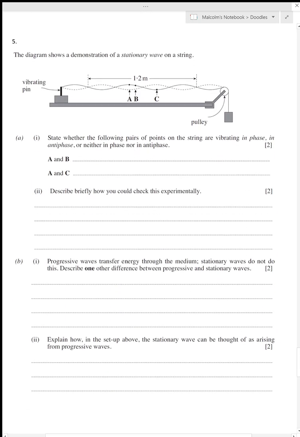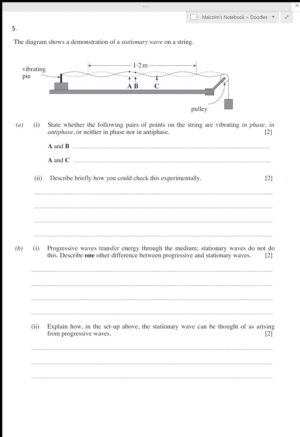Right then, question 5, the last question, I believe. This is about stationary waves. We've got a diagram here. Notice that we've got 1.2 meters labeled on the diagram, but that is not labeling a single wavelength. That looks like two wavelengths to me.